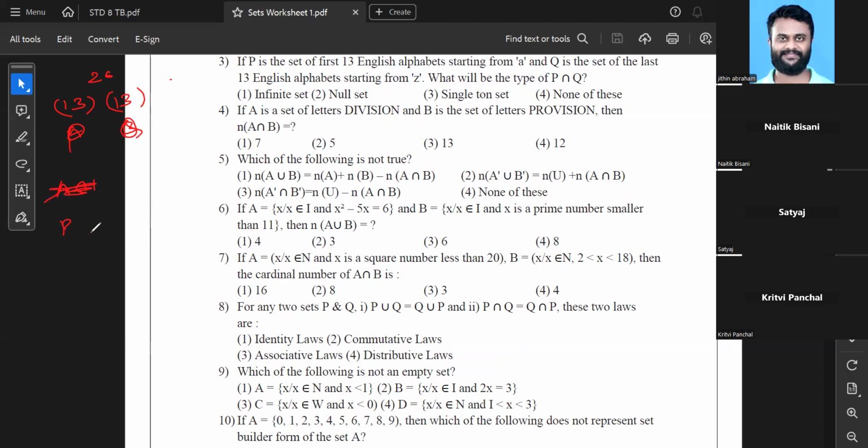So P intersection Q, logically speaking, will there be anything common between them? No, there won't be anything common, because there are only 26. So the first 13 and the last 13 will not have anything in common. So P intersection Q will have nothing in it. Nothing means null set. Your answer is option 2.